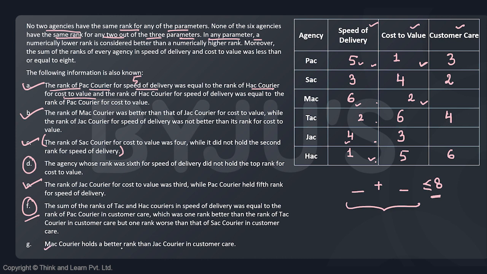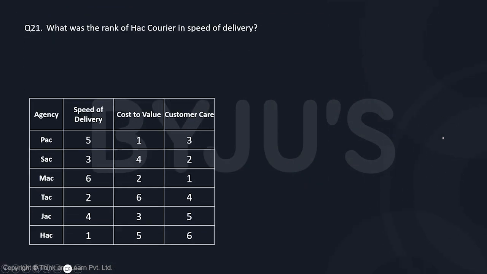Last says Mac Courier holds a better rank than Jack Courier in customer care. So Mac has a better rank. So that must be 1. This must be 5. And that makes the whole table. This was probably one of the easier sets among all of them because we had that one set of batsmen which was quite difficult. The other set of that acting script writing which was also difficult. But this was still on the easier side. Let's have a look at the solution.